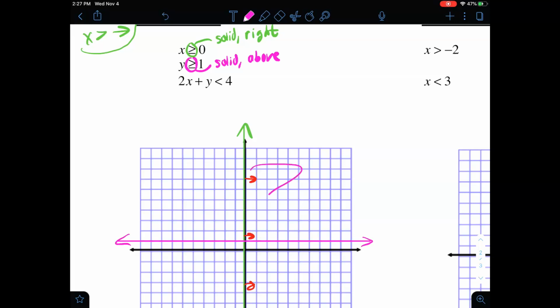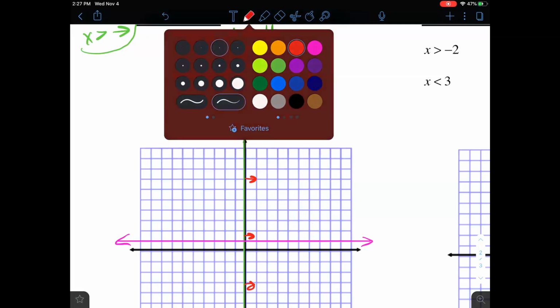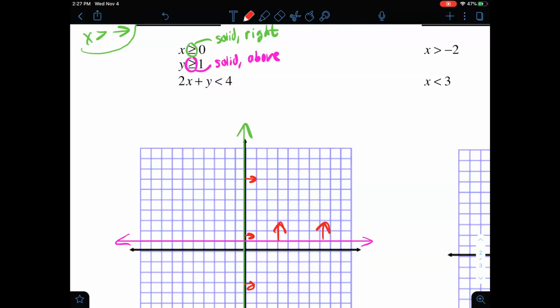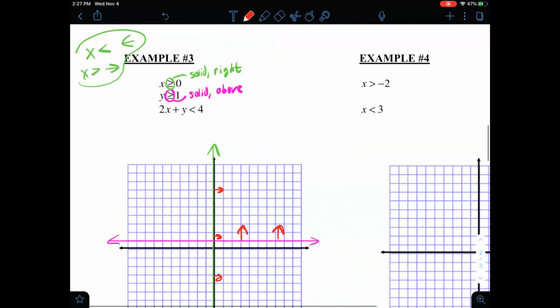So now we already know it's over in this direction, so we're not going to put arrows over there. We're going to put arrows up here. Let's use red, actually. We know it's going to be in this overlapping area over here.